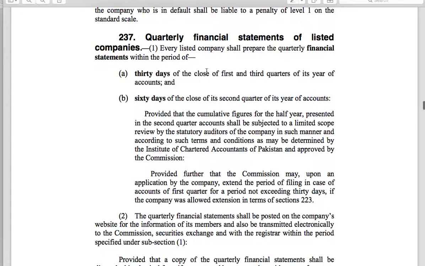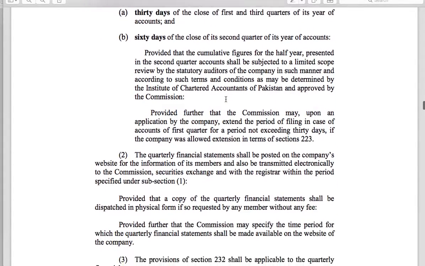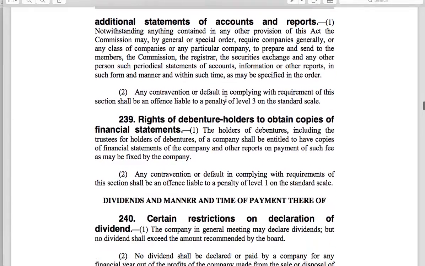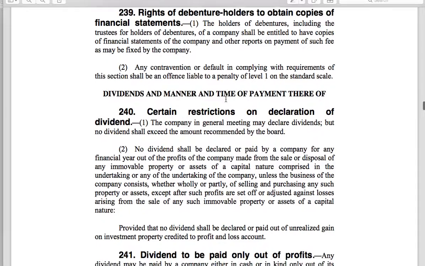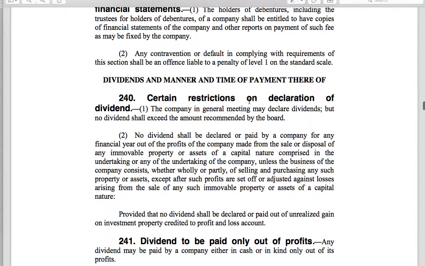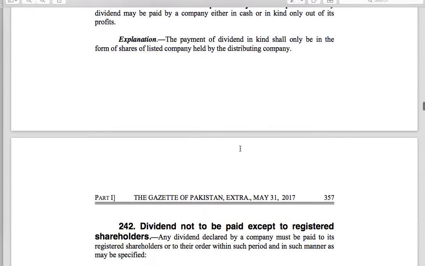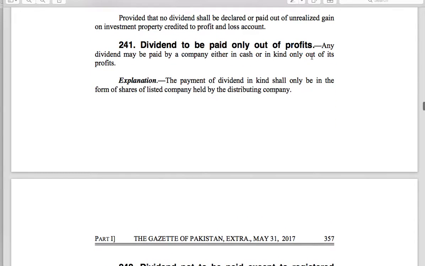Quarterly financial statements have to be filed by listed companies, and whether they have to be audited or unaudited, then power of commissioner for accounts, debenture holders. Now, dividends, how are dividends to be declared? Dividends only have to be paid out of profits.